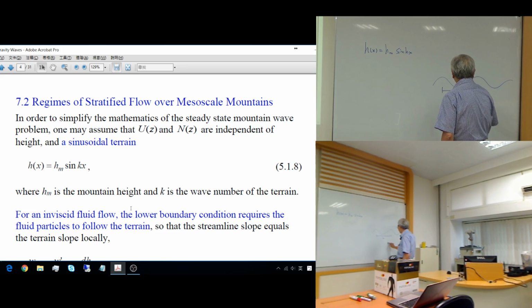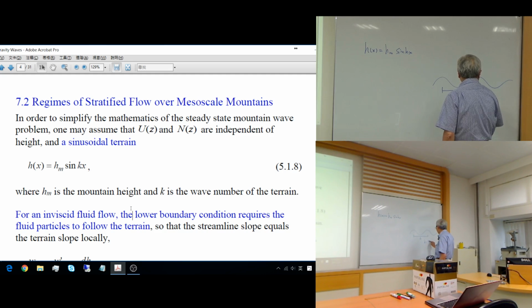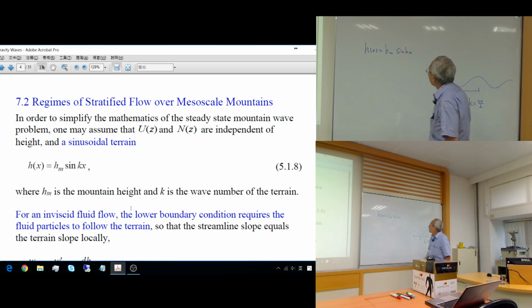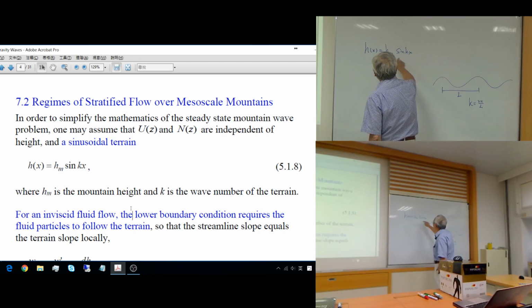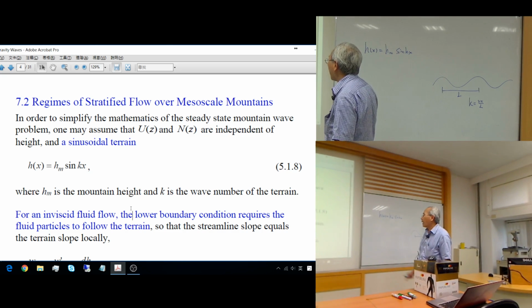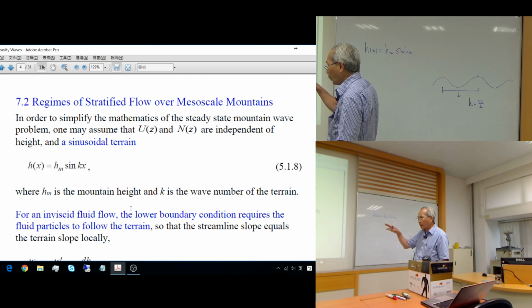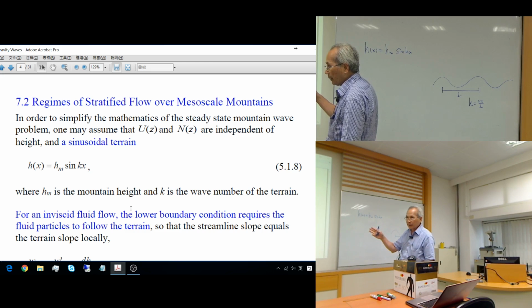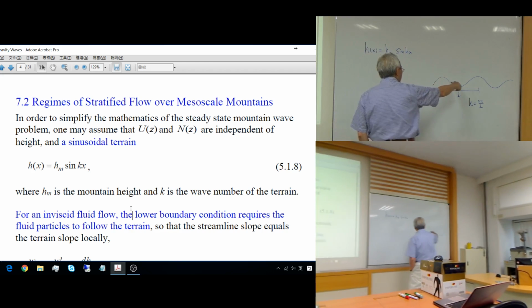So k will be 2 pi divided by L. Again, we are talking about angular frequency, angular wavelength, the wave number. So now the first thing is, what's the difference from what we studied before? The equation is the same. The only thing is now we have forcing, and this forcing is the terrain like this.